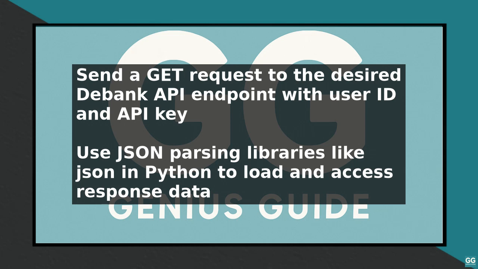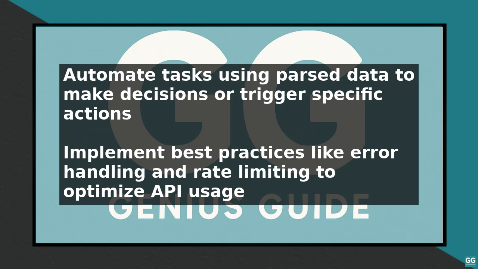To automate tasks, use this data to make decisions or trigger actions. For example, you could use the portfolio data to automatically rebalance a user's portfolio or send alerts when certain conditions are met. Best practices for using the Debank API include handling errors and exceptions, implementing rate limiting to avoid overwhelming the API, and securing your API key.